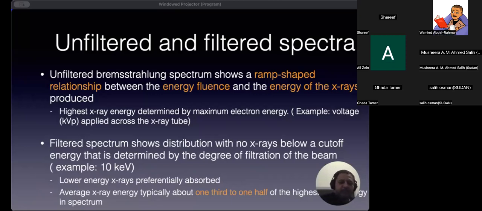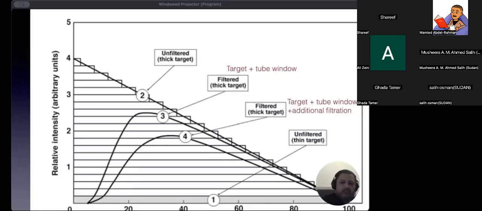The filtered spectrum shows a distribution of no X-rays below a cutoff energy, that is determined by the degree of filtration of the beam. The more filtration we add, the higher this cutoff energy is going to be. So essentially, below that cutoff energy, we're not going to observe photons with that energy, or at least it's going to be very, very low. For example, in the curve we showed previously, it was roughly around 10 keV.